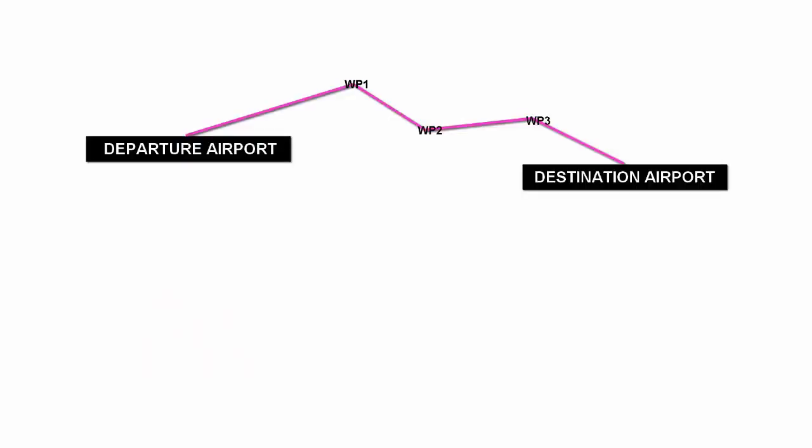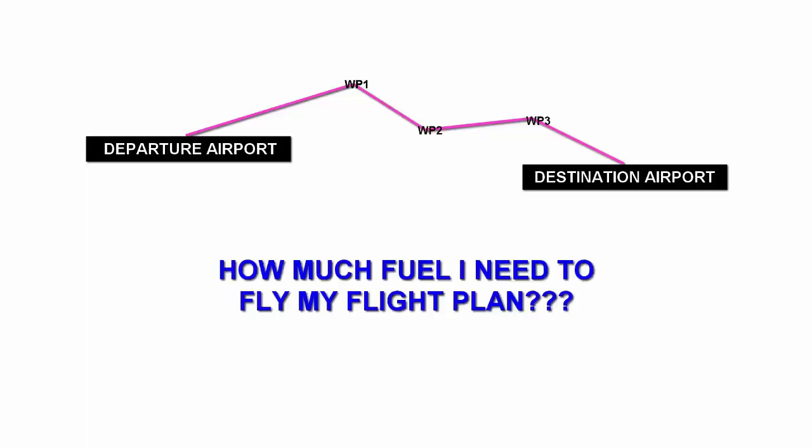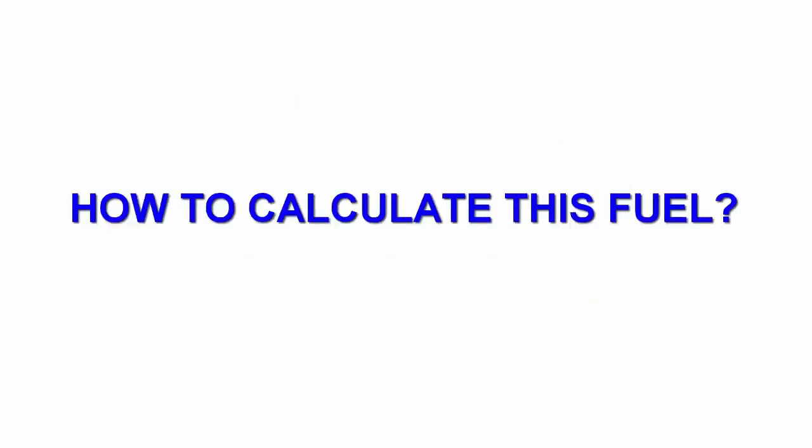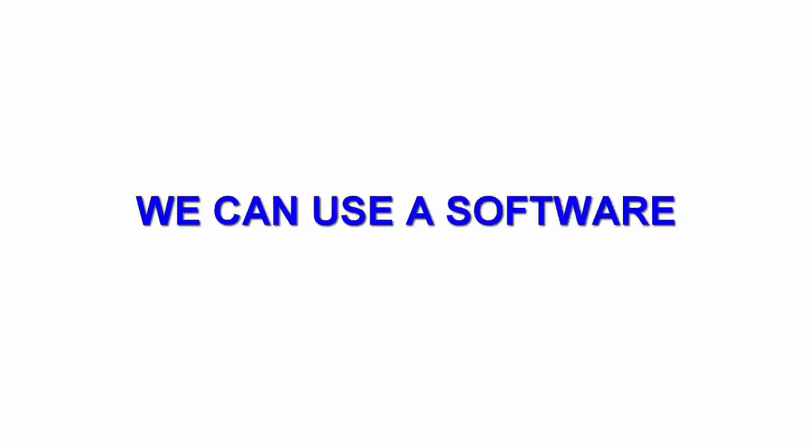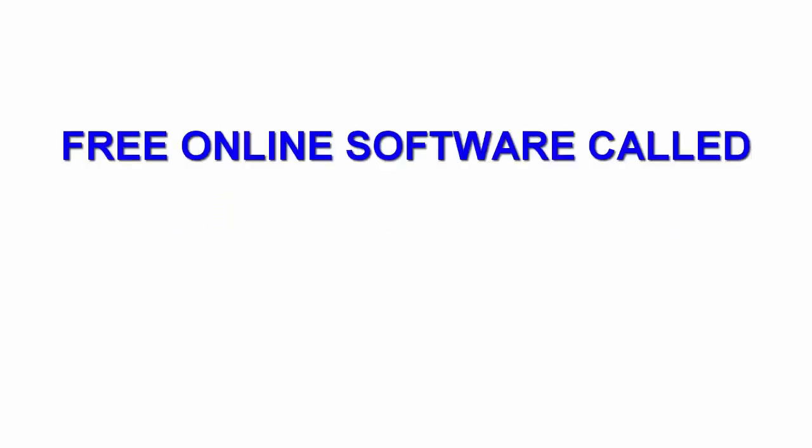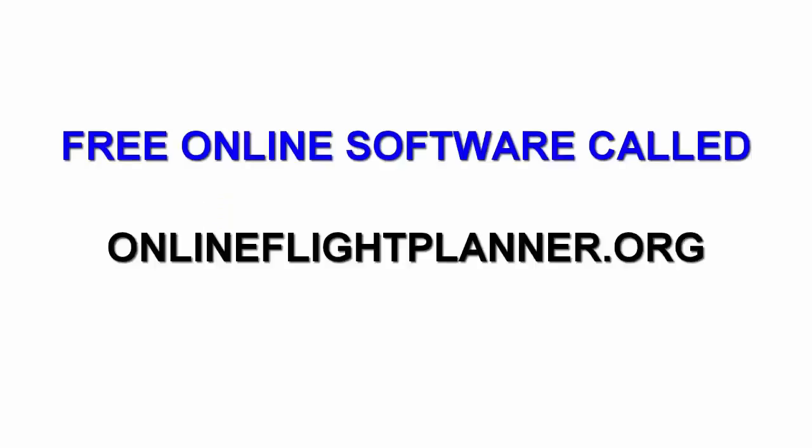Planned refueling is the total fuel quantity required for an existing flight plan. So we need a flight plan first, then we calculate from there the total fuel required. There are many software which can calculate this fuel. In this video, I will use a free online software. It is called Online Flight Planner.